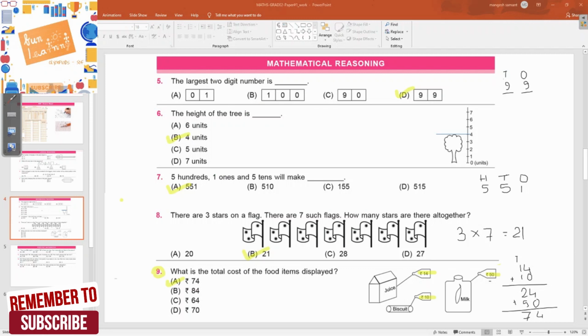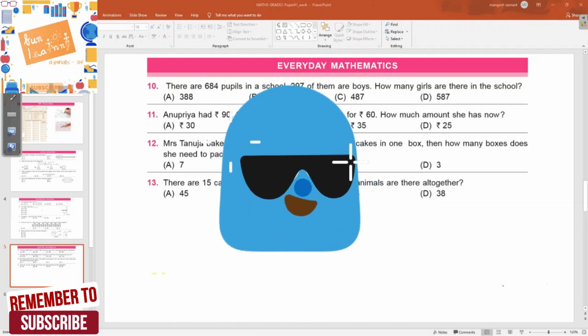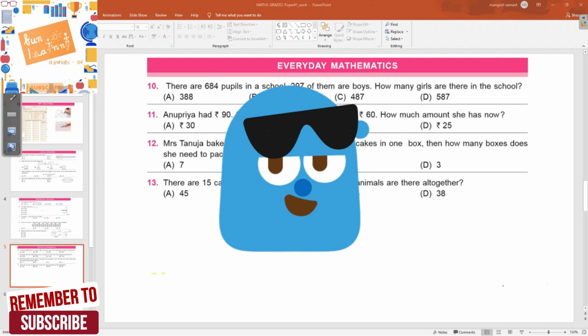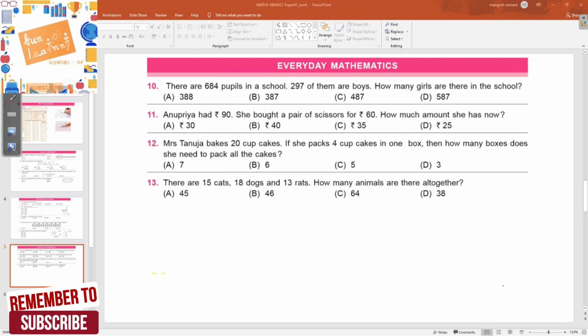Cool, let's go to the next one. Well done kids, you guys are doing really well. Okay, so let's start our next section, which is everyday mathematics. Okay, so here we go with our everyday mathematics.